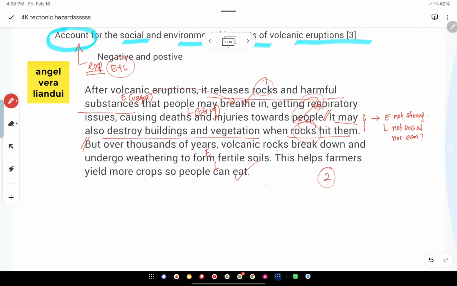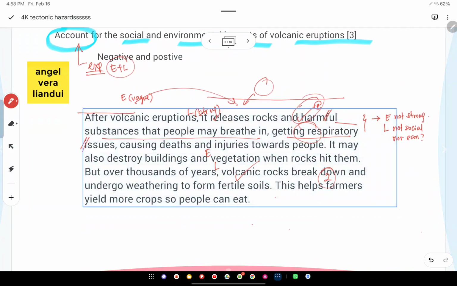Right? Explosive eruption causing rocks to fly outwards, especially at the stratovolcano, then the rocks destroy the building, then I would accept. Okay? Either way, the E itself is not strong, right? That's one feedback. For this second sentence, the second feedback that I can give is destroy buildings is physical.